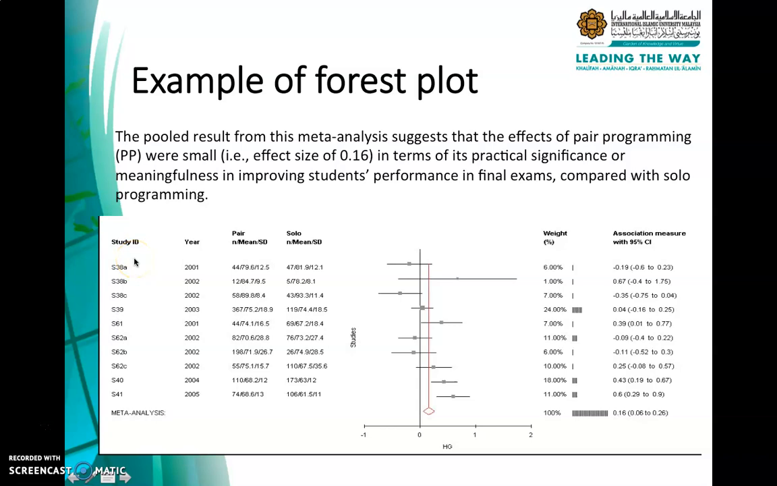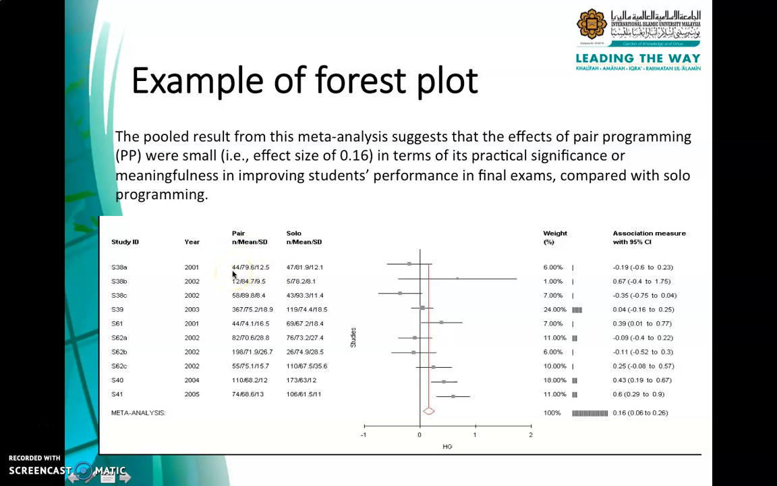For this particular meta-analysis, these 10 studies are performing experiments on pair programming. They are comparing pair programming and solo programming. This is the year when the studies were published, and this column is reporting the results: the sample size, the means, and the standard deviation.